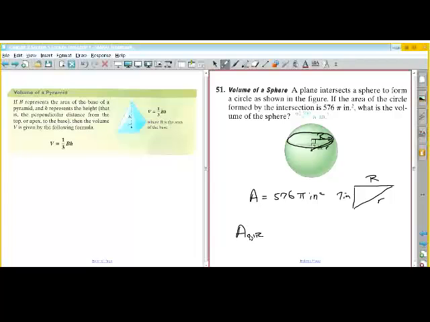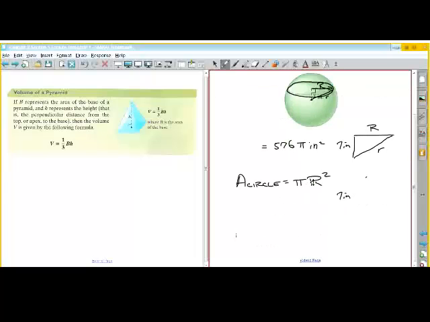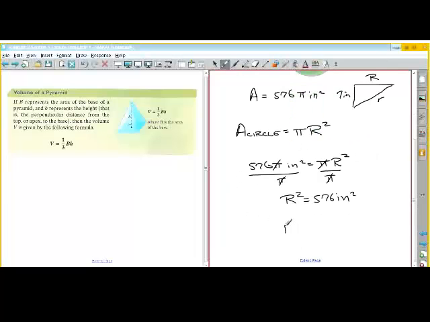So the area of the circle, we used stuff from the previous section, is equal to pi times the radius of the circle squared. So it's this radius that I'm using. So what I can do is solve for r. The area of the circle is 576 pi inches squared, and that's equal to pi times r squared. So I divide both sides by pi, and the pi's cancel out. I get that r squared is equal to 576 inches squared.